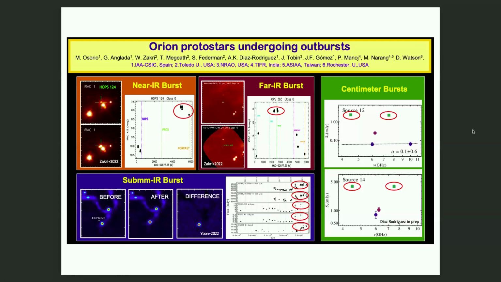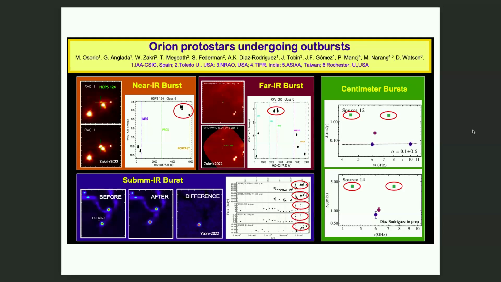Yes. Hi, everyone. I am Mayra Osorio from the Institute of Astrophysics of Andalusia, Spain. I invite you to see my poster, which is number R9. In this poster, I present several examples of outbursts at different wavelengths. All the examples correspond to very young stars in Orion. Some of the images have already been presented here these days. As can be seen, there are bursts detected from near-infrared to centimeter wavelengths.